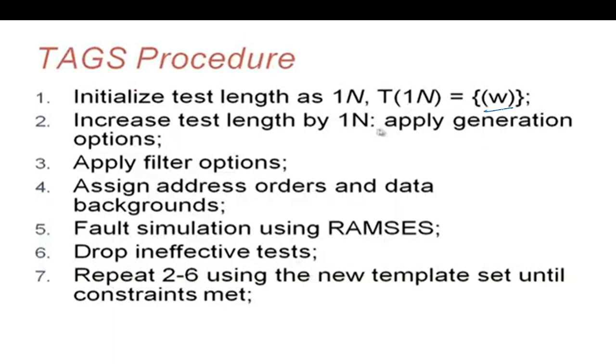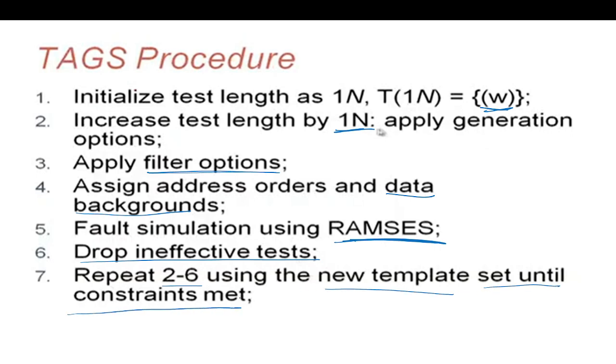T1n is equal to W. So increase the test length by 1n and apply the test generation operation. Next is the filter operation. Apply the filter operation, assign address order and data backgrounds, and perform fault simulation using this algorithm, then drop the ineffective tests. Repeat steps 2 to 6 using the new template until constraints are met.